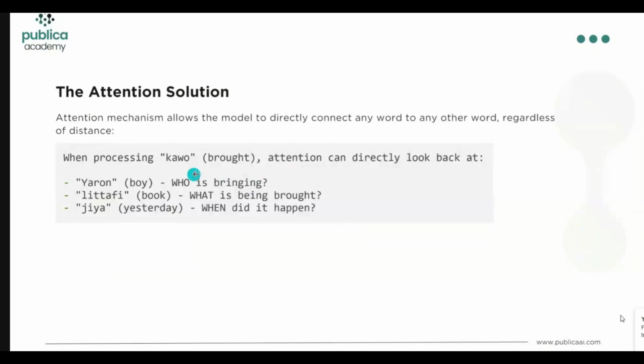So when processing "brought", attention can directly look back at Yaro. Who is bringing the book? What is being brought? Yesterday, when it was, what happened. And all of this is a symbol of intelligence. That's why we can say that stuff is intelligent. But per se, it is all programming.